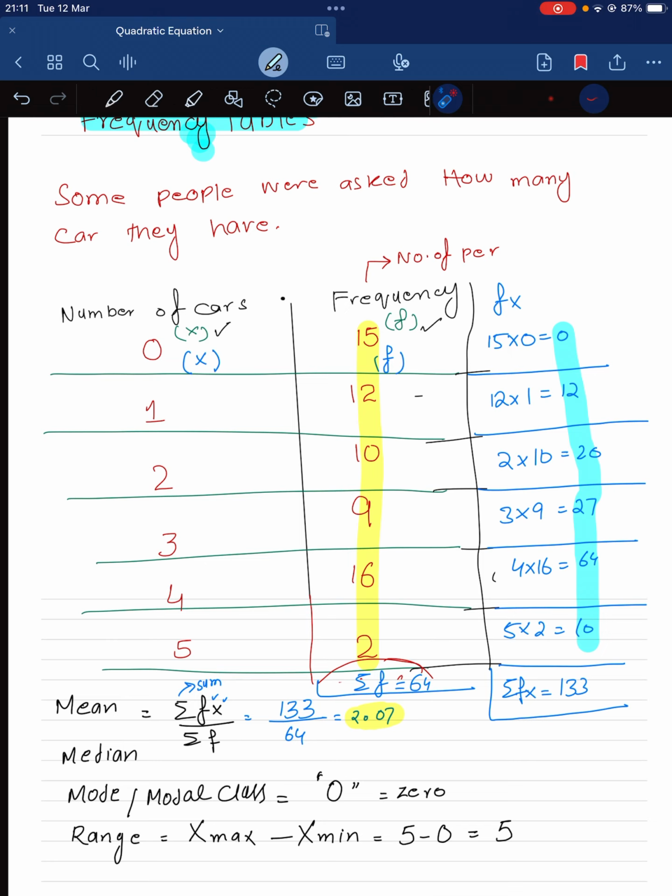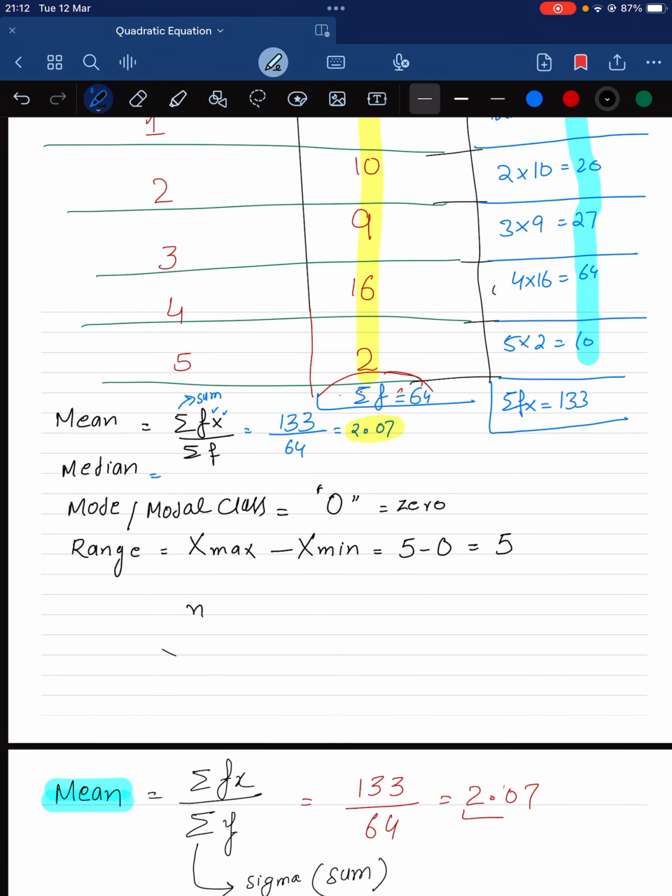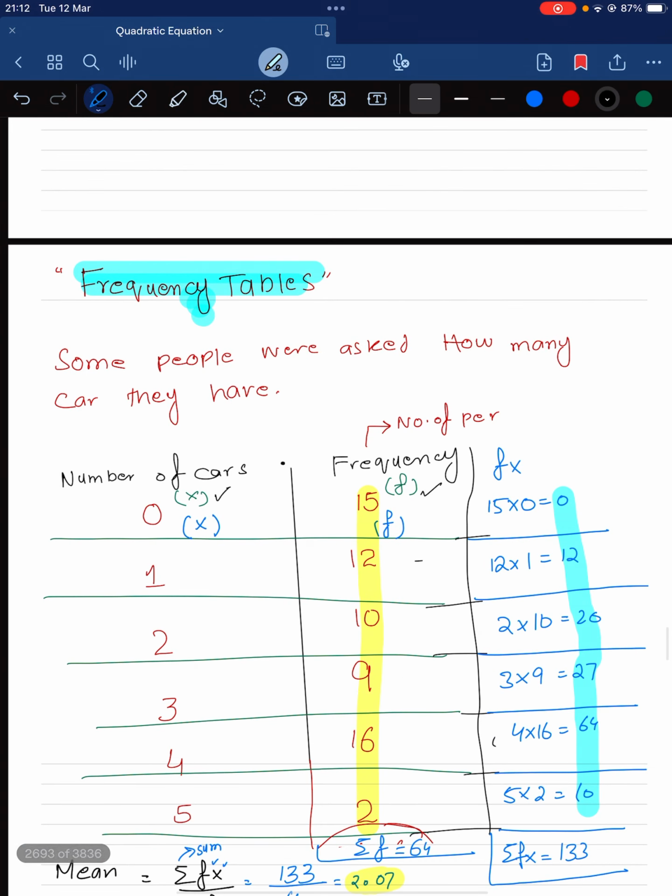The next thing which we are going to discuss is the median. The median is the same for grouped data, or if we have a range of data, but we need to draw a new column. The formula of the median is n plus 1 over 2. Median is equal to n plus 1 over 2. So we need to find n first. For that we need to draw a new column, called the cumulative frequency column.